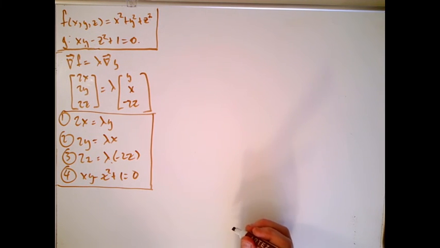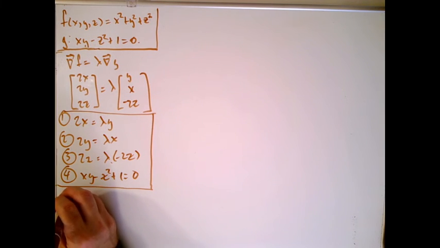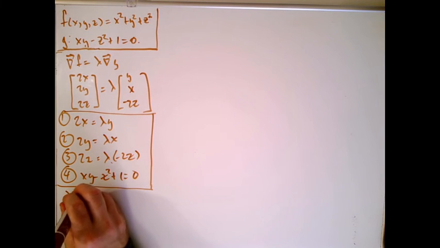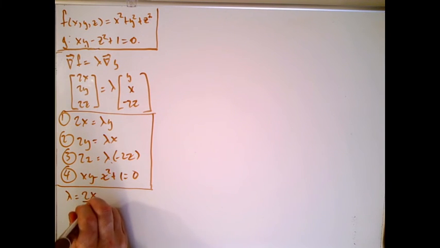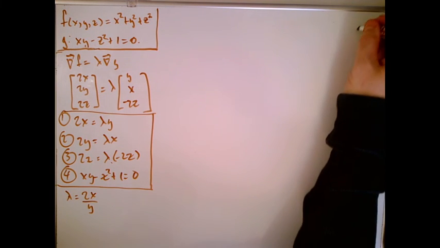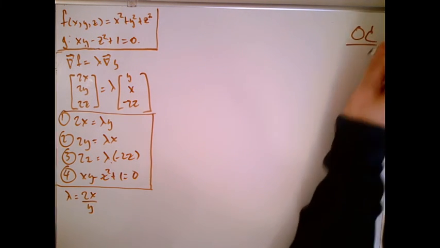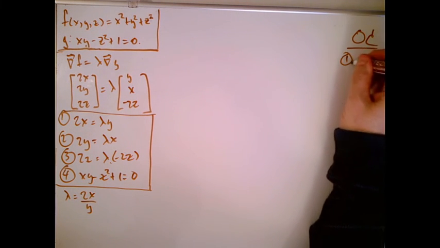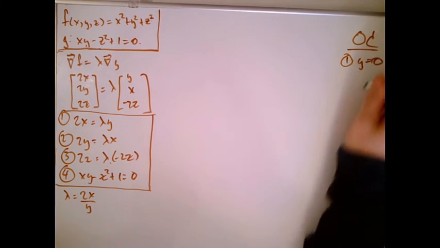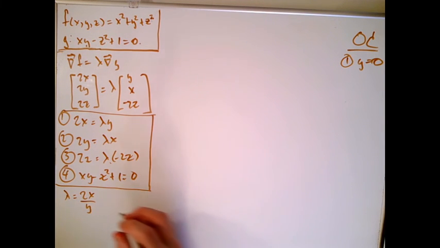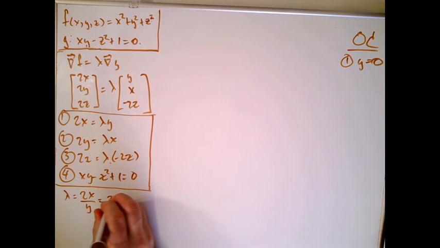Most books will usually say solve for lambda, so we're going to start solving for lambda. In equation 1, divide both sides by y, and I'm going to get 2x over y. And in order to do that, I assumed y wasn't 0. So over here, on the oh crap list, I'm going to have to worry about later what happens if y equals 0. Now, meanwhile, in the second row, I solve for lambda, and I get 2y over x.